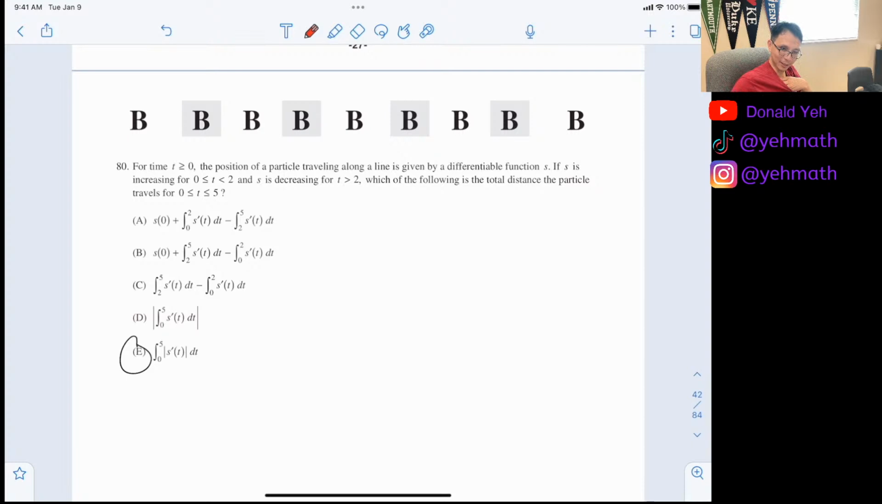Okay, total distance. The keyword is total distance. Wait, did I get 80? Is it E? Okay, so total distance is the integral of the absolute value of v of t, but the absolute value has to be inside, not outside. So some people pick D rather than E. So s prime of t is the absolute value of v of t, over 0 to 5.